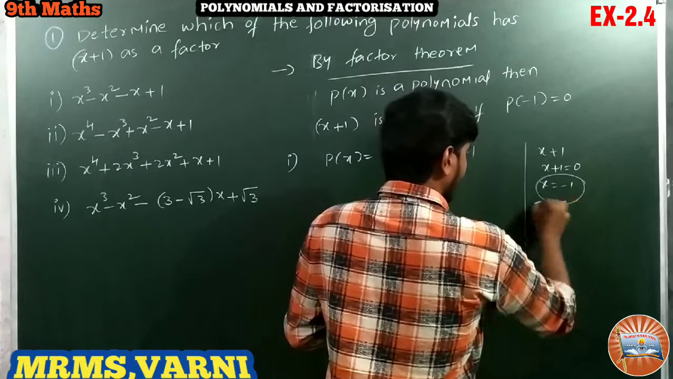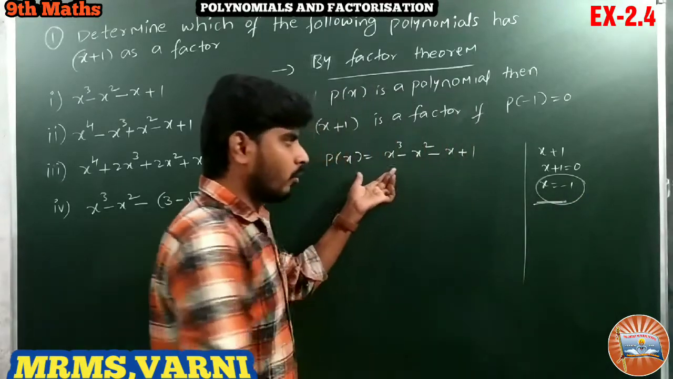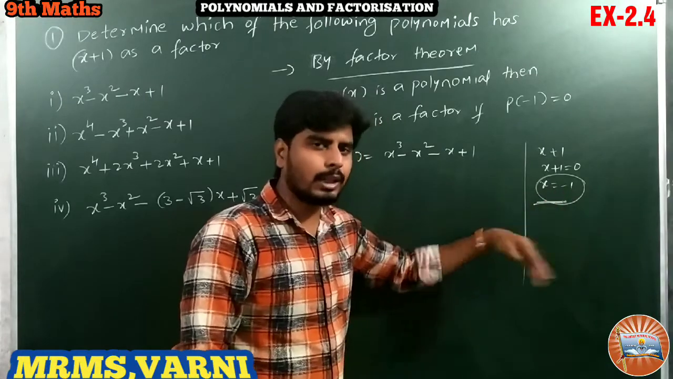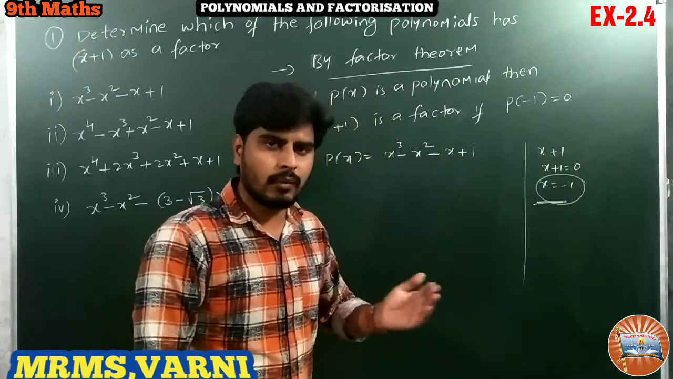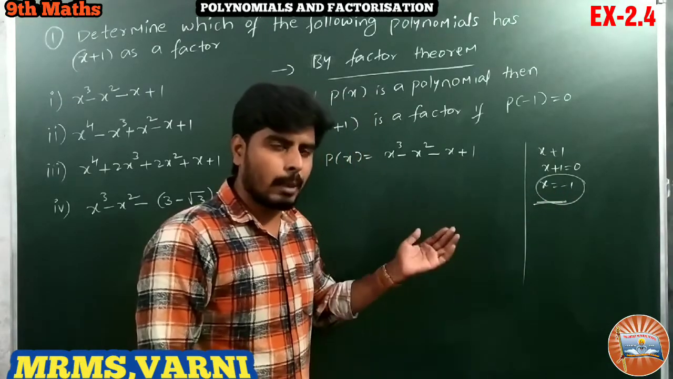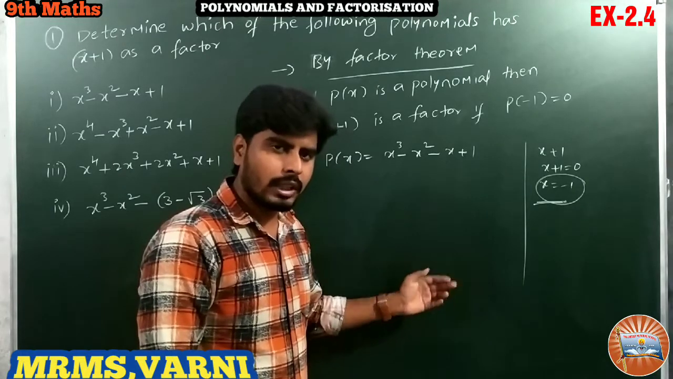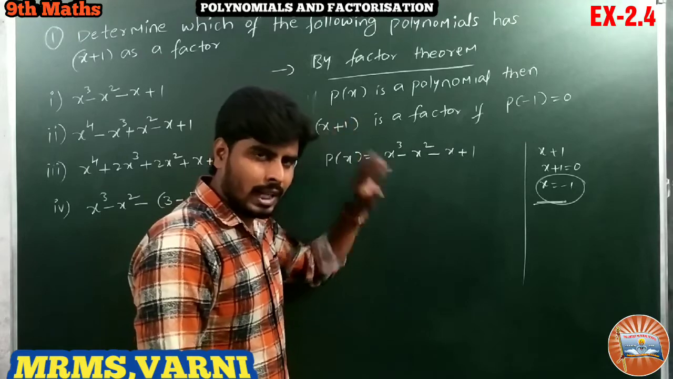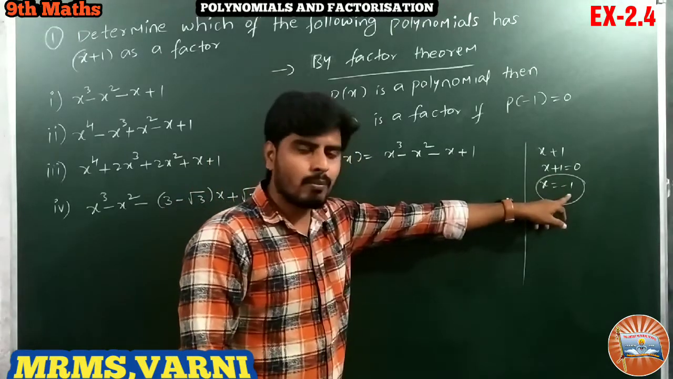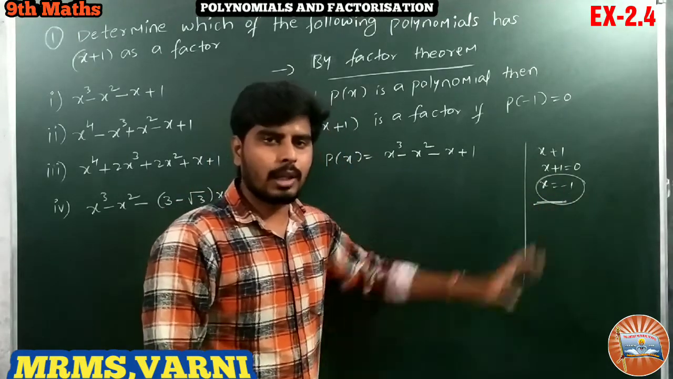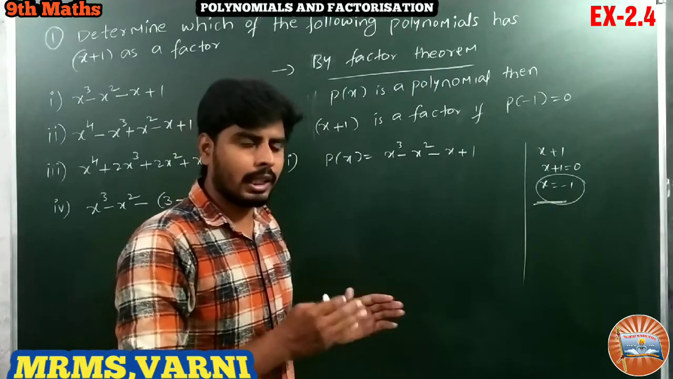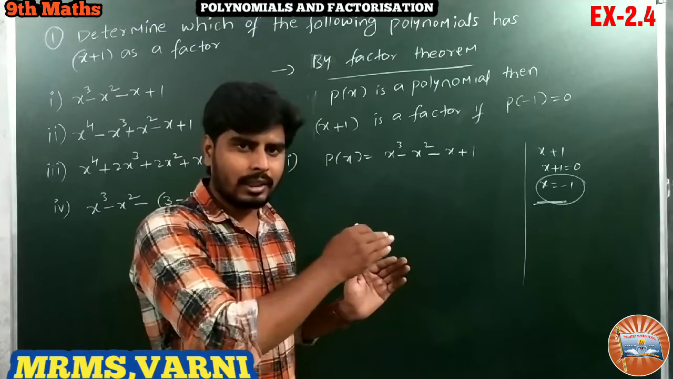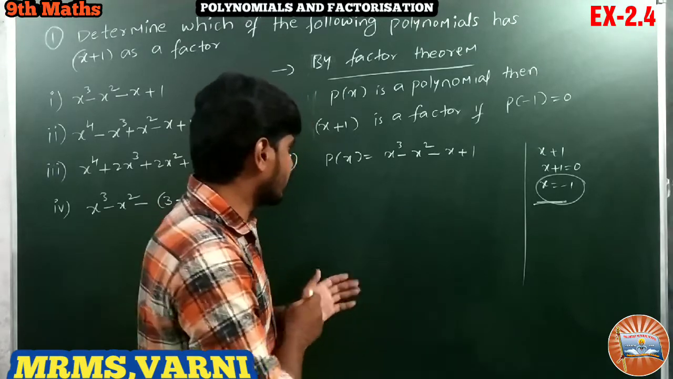Nothing but in this polynomial we are keeping minus 1 in place of x, which is nothing but finding the polynomial value. So if the polynomial value is 0, then we say that x plus 1 is a factor, as well as this minus 1 is the 0 of that polynomial. There is an internal relation between the polynomial value, the 0 of the polynomial and the factor. Okay, you need to catch that.